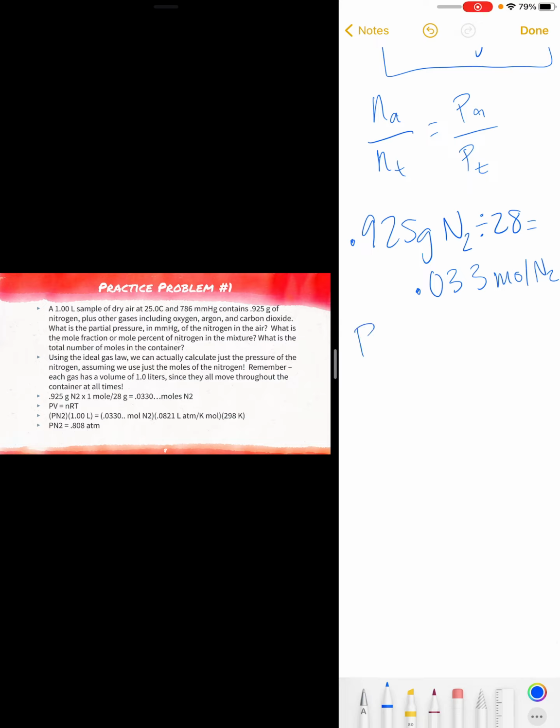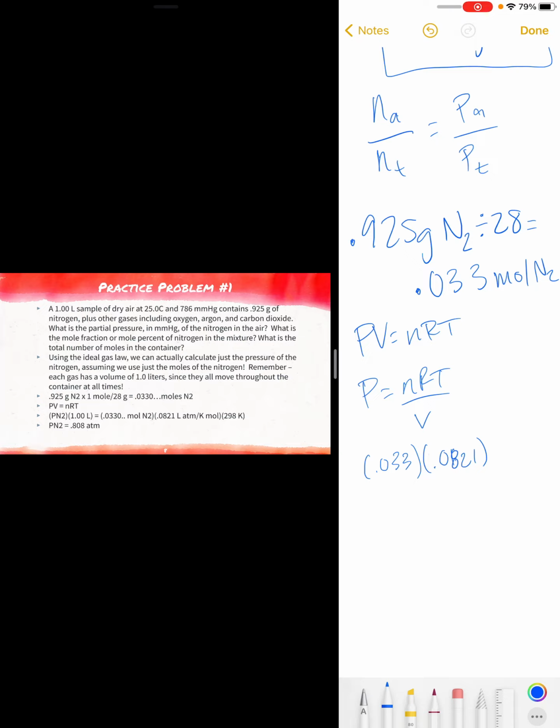Okay, so now I can use my ideal gas equation that looks like this, and I can just plug in numbers. I don't know the pressure of nitrogen right now. That's what I'm trying to find. So pressure equals nRT over volume. n is 0.033. R is 0.0821 if I'm using atm.